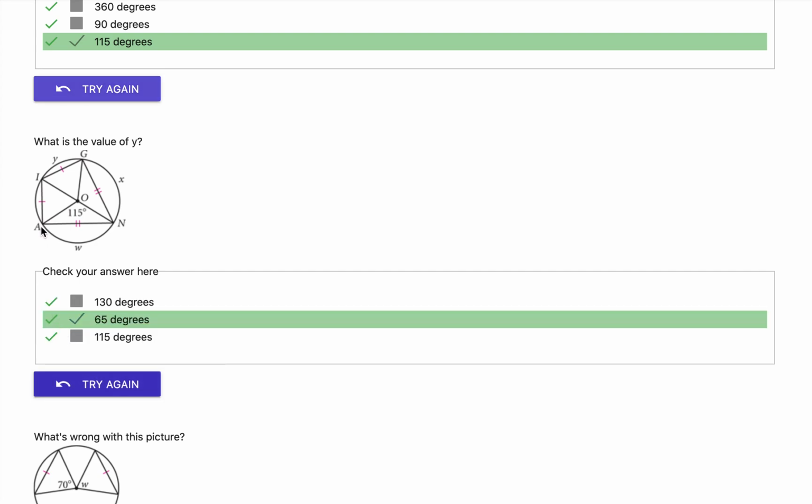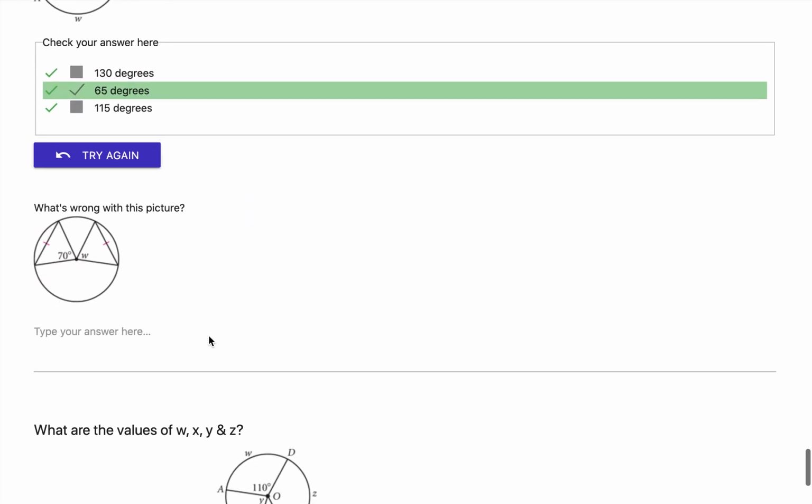And the way you do that is you know that W is 115, X is 115, so you would add those two numbers together, and then you would subtract them from 360 to figure out how much is missing for arc AG. Once you find that value, which is 130, you're going to take that number and divide it by 2 because we can see that these are going to be congruent. They're also going to be just half of the value. So Y is going to be half of 130, making it 65 degrees.